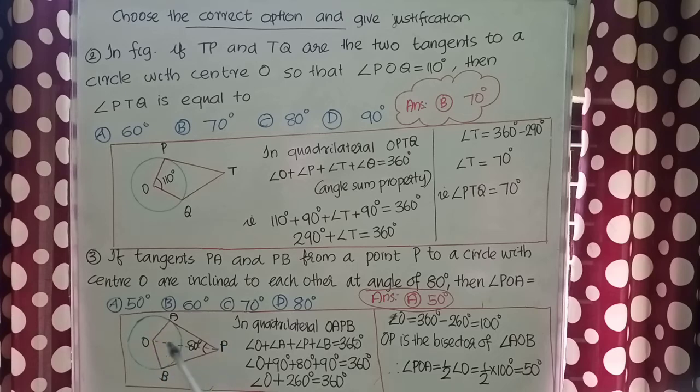And this OP is the bisector. So POA is half of angle O. That is equal to half into 100. That is equal to 50 degree. So here the correct option is option A, 50 degree.